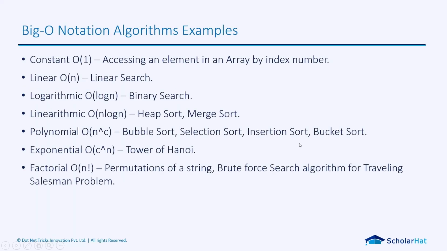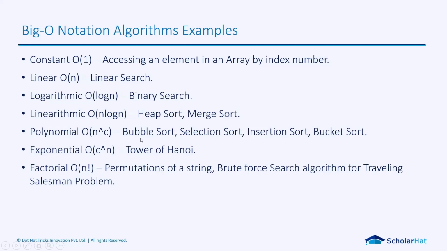Now, big O notation algorithm examples. We'll go through the revision one by one. First up, O of n: accessing an array element at an index. Linear search is going to be O of n. Binary search is going to be O of log n. We're going to solve each and everything one by one, no issues. So O of n log n is going to be heap sort, merge sort.